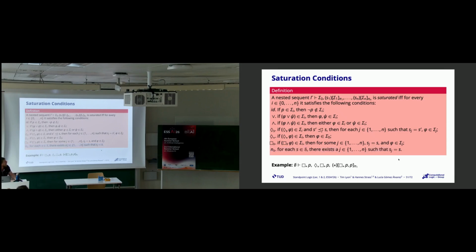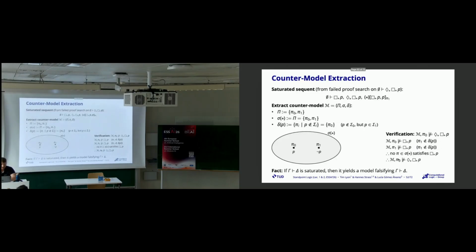Okay? So it's not important to understand all of these in complete detail, just that essentially these demonstrate that a nested sequent, if it satisfies these properties, can be transformed into a counter model and also can be used to halt the proof search algorithm. So that's what I'm going to show on this slide.